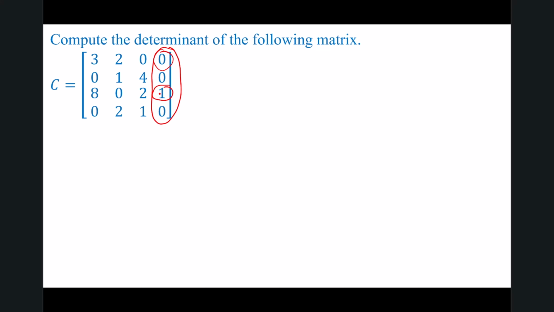So I need to think about the sign. That's the third row, fourth column, so the sign would be -1 to the 3 plus 4, which is -1 to the 7th power, which is -1. So I know I need a -1. And then the determinant, what would I have left if I cross off that row and column? I have this 3, 2, 0 for the first row, second row is 0, 1, 4, and third row is 0, 2, 1. So I've got it down to a 3 by 3 matrix now.